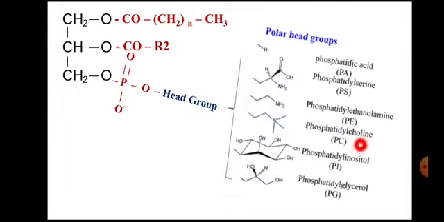If it is a choline group, and this group is bound here, then this whole structure will be called phosphatidylcholine, phosphatidylinositol, and phosphatidylglycerol when this head group is glycerol. All these are different examples of phospholipids. We need to remember the different examples of phospholipids.